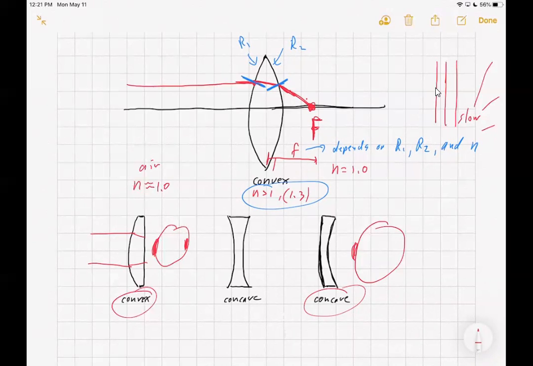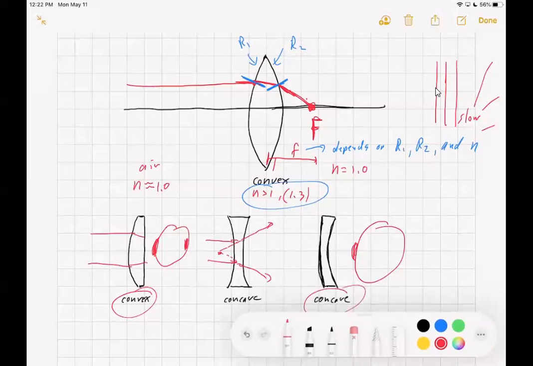A concave lens, on the other hand, the light that's coming in parallel actually will spread out. And it turns out the focal point when we have a concave lens, which we won't have time to discuss much, is actually on the same side of the lens as the light was coming from.